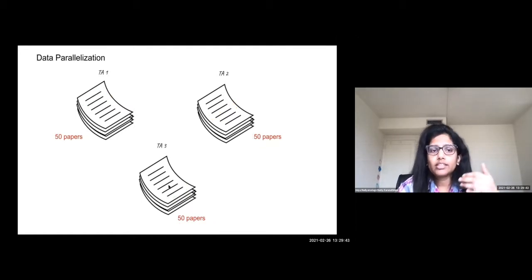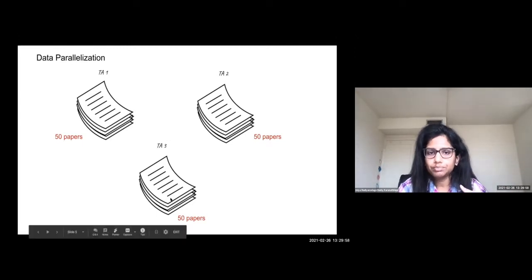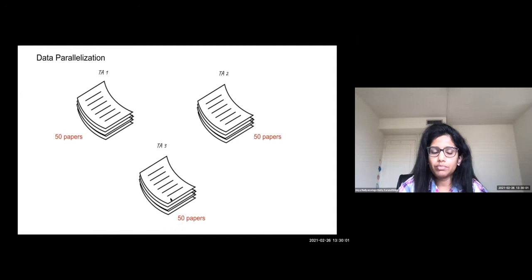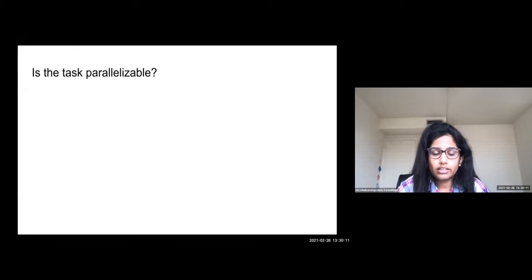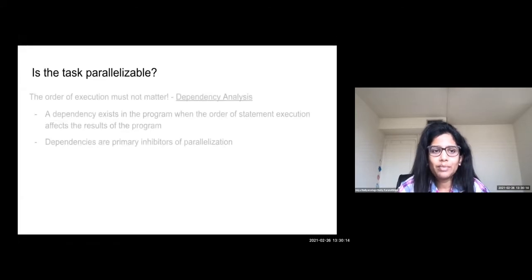Or else you can ask each TA to go through and mark all the questions, but this time you divide the papers among the 3 TAs. So you can allocate 50 papers to TA1, 50 papers to TA2, and 50 papers to TA3. But this time the papers do not overlap among the 3 TAs, but they do the same task. So that's a simple example of data parallelization.